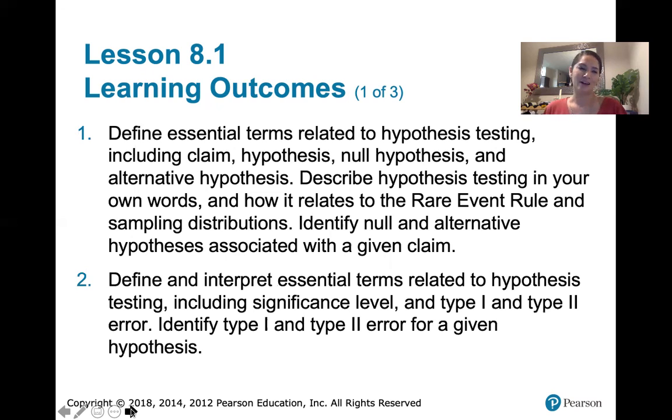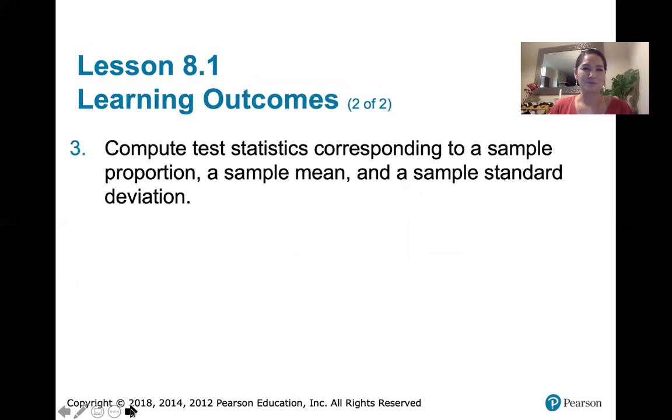In our second learning outcome, we are gaining more tools and more skills relating to hypothesis testing. We're not quite ready to do a hypothesis test yet, but we're almost there. In learning outcome number 2, you're going to learn to define and interpret essential terms related to testing, including the significance level of a hypothesis test and type 1 and type 2 error. My goal for you is at the end of that video, you'll be able to identify type 1 error and type 2 error for a given hypothesis.